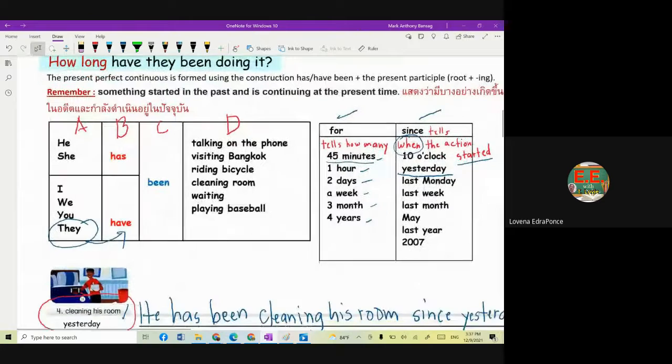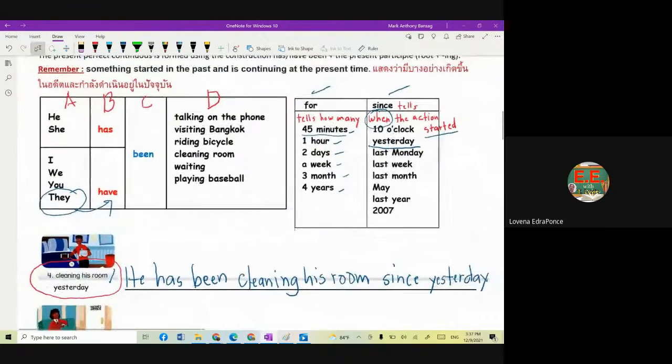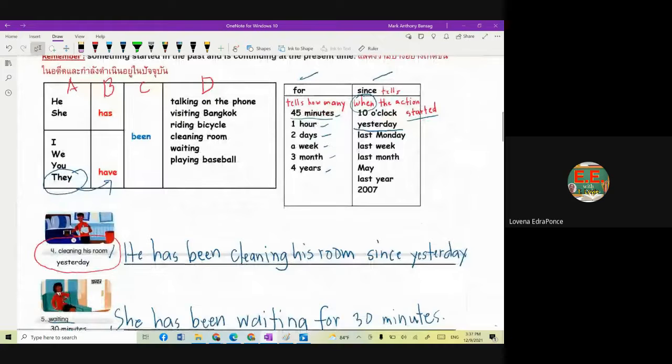So now let's make sentences. For number 4 picture, we have cleaning his room and then yesterday. Cleaning his room yesterday. So this one we're going to use he, our subject pronoun, has been. Been is indicating that the action is still happening. He has been, our present participle, cleaning his room.